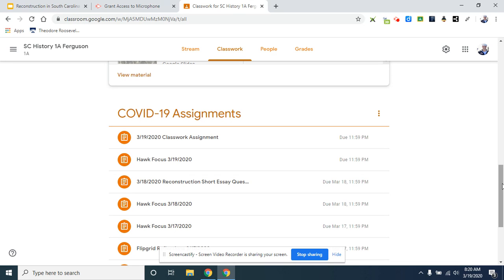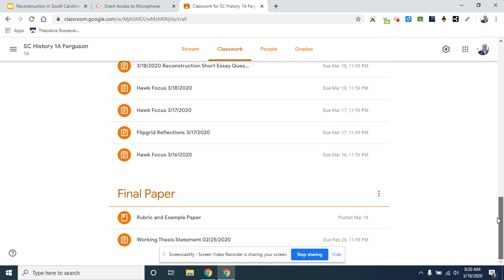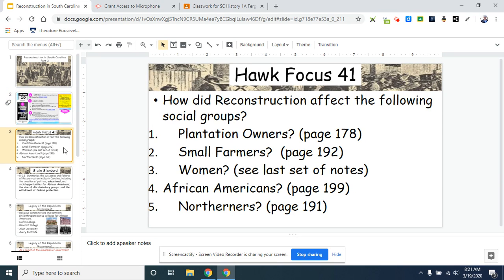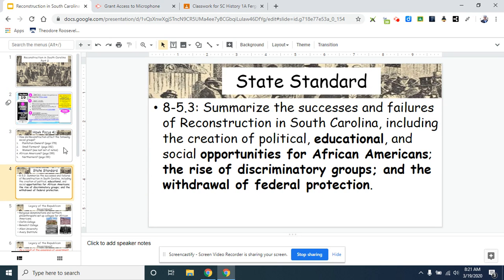So super easy. And then if you are looking to do any work on your final paper, here's still your rubric, and here's your working thesis statement assignment. Hadn't gone anywhere. They're there. Okay. So that's just a quick overview of this slide and what it does. All right. So back to the nitty gritty. Here's what your Hawk Focus looks like for the day. Moving on with life.